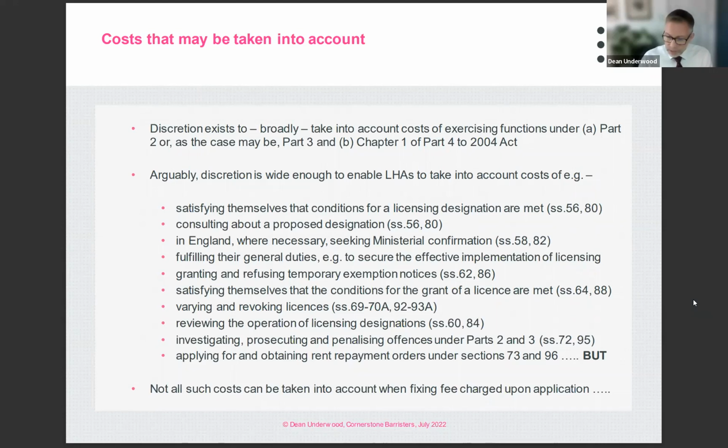Now, all of these are arguably, if not probably, functions under Part 2 and or Part 3 of the 2004 Act, to say nothing of the functions, of course, to which the Act refers under Chapter 1 of Part 4. But importantly, and this is where the issue becomes a little more tricky, not all of those costs can be taken into account when fixing the fee that is charged to an applicant at the point of application. And the reason for that takes us back to the 2009 regulations, to which we now turn.